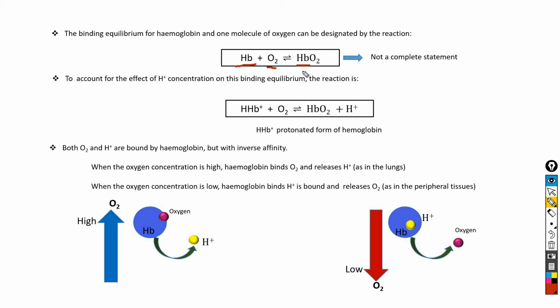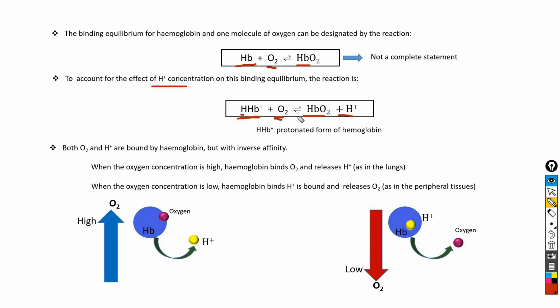But this reaction for binding equilibrium is not a complete statement, as the binding of oxygen by hemoglobin is profoundly influenced by hydrogen ion concentration. Thus, we should also consider the effect of H plus concentration on the binding equilibrium. So, after considering the effect of H plus concentration, the reaction for the binding equilibrium becomes this. Means HHb plus plus O2 leads to formation of HbO2 plus H plus in a reversible reaction. Here HHb plus represents the protonated form of hemoglobin. Therefore, hemoglobin binds both H plus and O2.